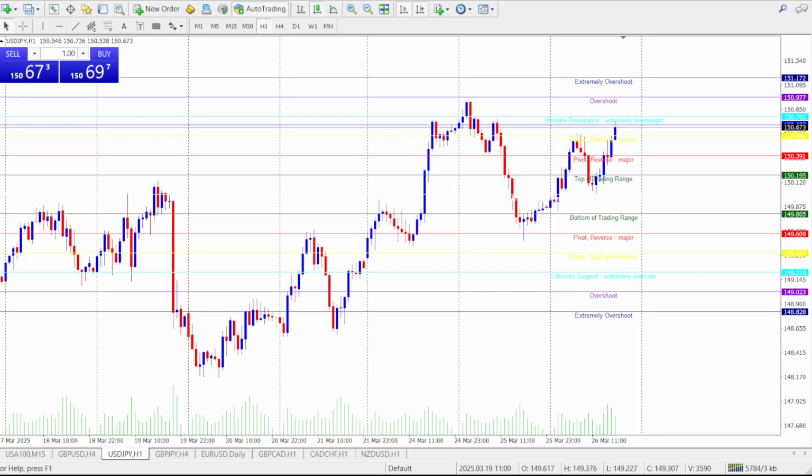So now, how does the Murrey Math Indicator work? The indicator is based on a mathematical model that divides price action into different levels. All right. So now you will notice that we have the extremely overshoot levels, right? The extremely overshoot levels. These are the extreme boundaries where price is most likely to reverse.